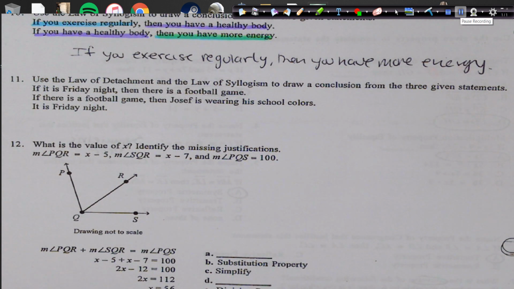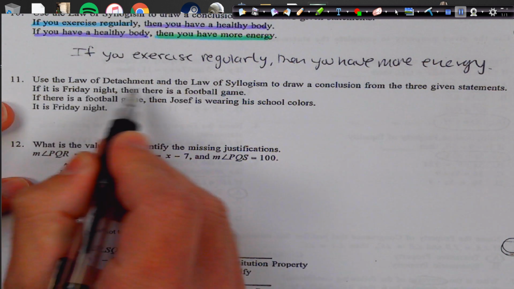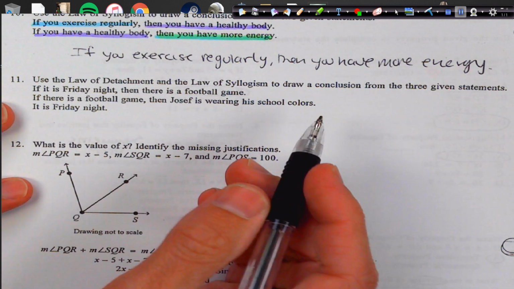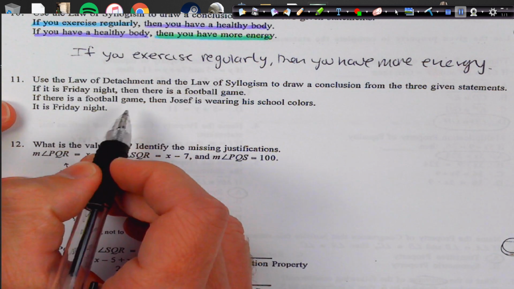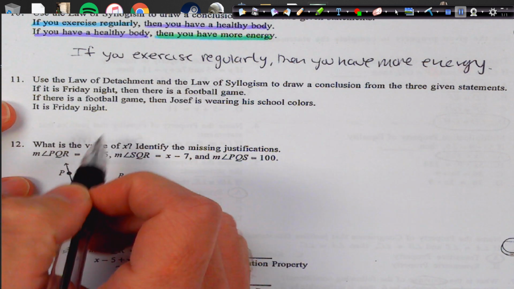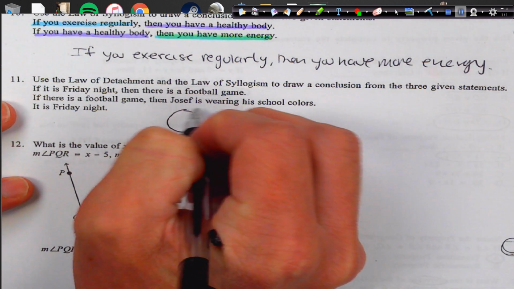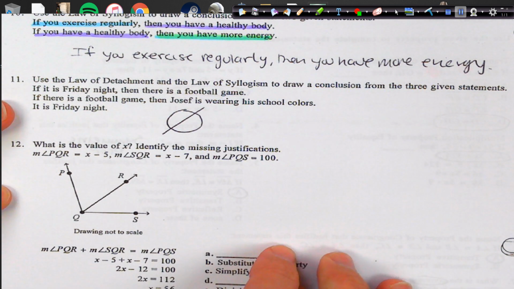So, use the law of detachment and the law of syllogism to draw a conclusion from the three given statements. Now, this is an interesting problem because it doubles up on both of them, law of detachment and law of syllogism. You can try this one. We aren't actually going to have a problem like this on the test, so for right now I'm going to skip it. Okay? So let's move on.